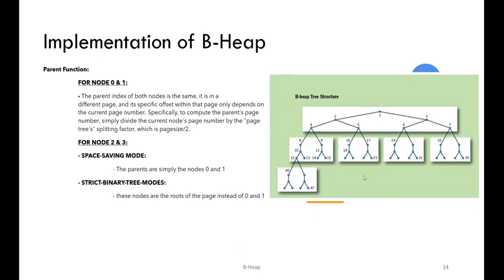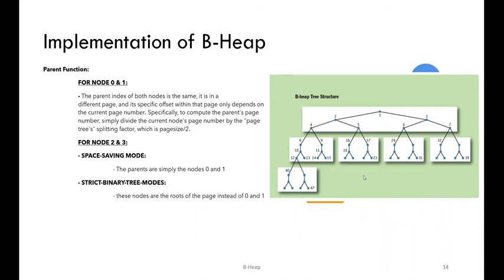The parent function has two modes. Nodes 0 and 1 are only used in the variant which exploits all the possible space. In this case, the parent index of both nodes is the same. It is in a different page, and its specific offset within that page only depends on the current page number. Specifically, to compute the parent's page number, simply divide the current node's page number by the page tree splitting factor, which we decided is page size divided by 2.